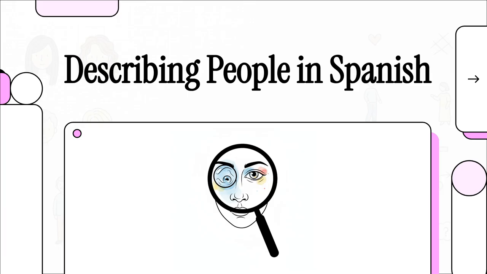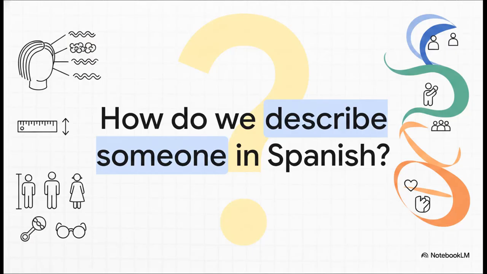So in this session, we're going to use a really simple character profile framework to help organize all this new vocabulary. We'll learn how to express not just what someone looks like on the outside, but who they truly are on the inside. Get ready, because by the end of this explainer, you are going to be building rich, detailed descriptions with total confidence. To get us started, we really need to ask our core question.